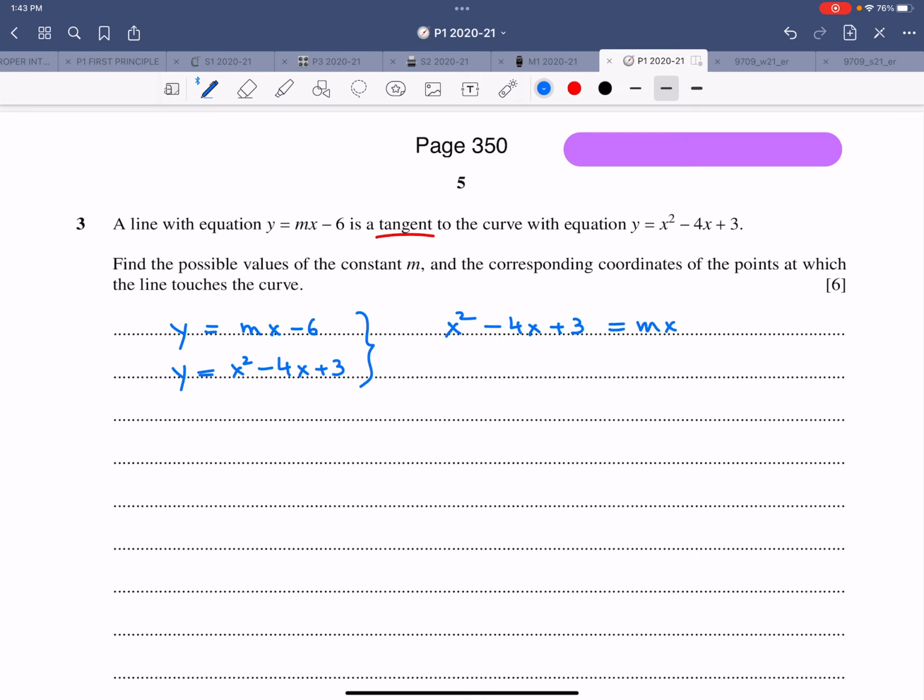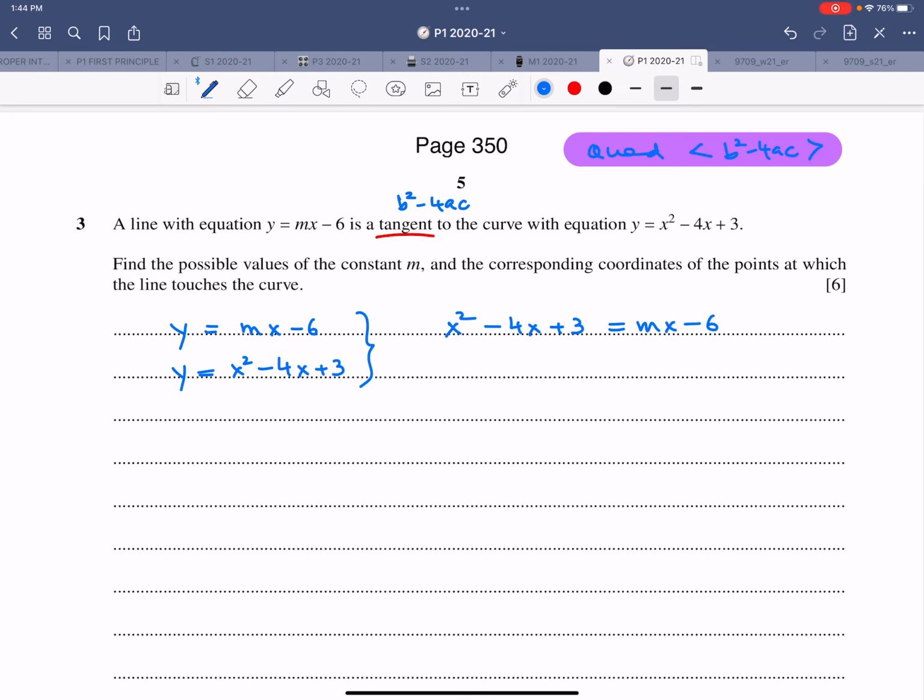As soon as you read the question, you get a feel of what the question is all about. You should get a feel at this point. Find the possible values of constant m. So first of all, tangent means the b squared minus 4ac condition. So this is quadratics with the concept of discriminant.